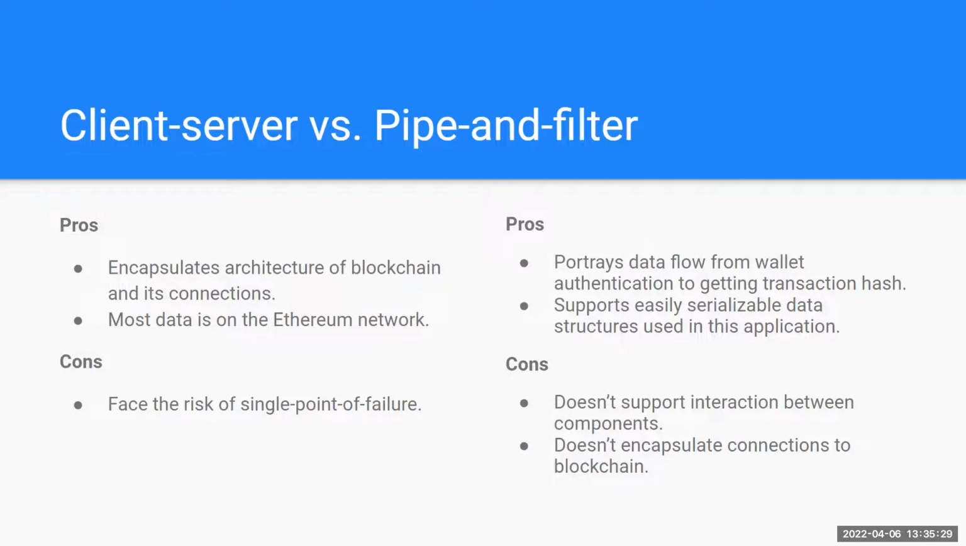Some cons with the pipe and filter model is that it doesn't support interaction between components because it's just a linear flow, and it doesn't encapsulate the connections to the blockchain like the client and server model does.